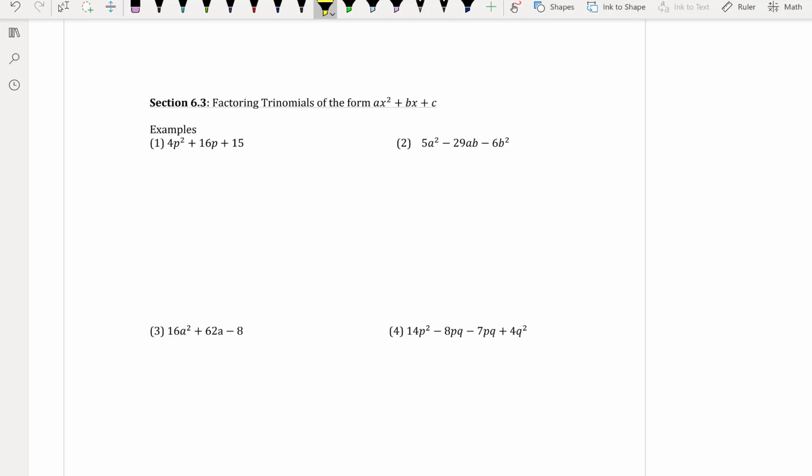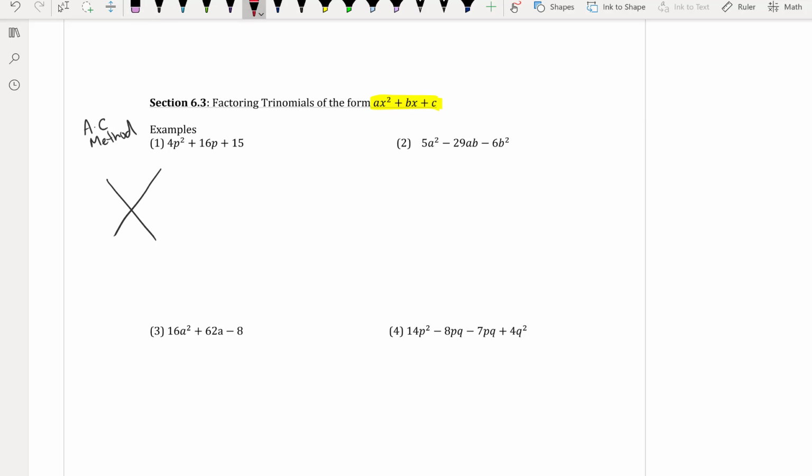So now we're going to be factoring trinomials where the leading coefficient is not 1. So now we have this ax squared plus bx plus c. If you want to do the AC method, that's totally fine. So we are going to be doing the AC method.